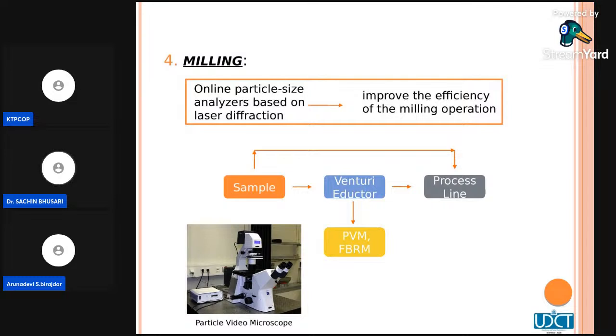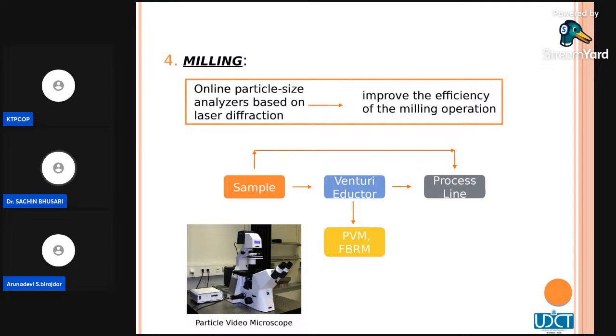Now for the milling, see, particle video monitoring. So PVM, FBRM is there. If you are trying to mill some product, it's a unit process. You all know pharmaceutics. So in milling process, online particle size analyzer based on reflection, laser diffraction, and if you monitor the milling quality of the material, you can improve the efficiency of the milling operations.